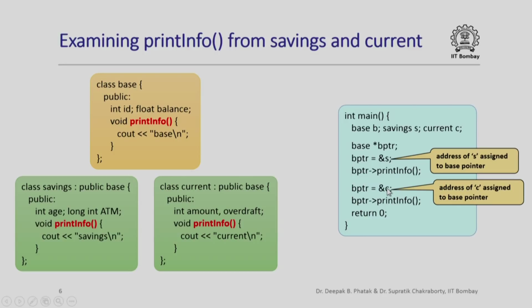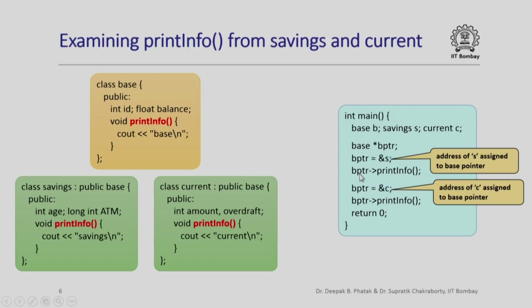So here the address of C, which is an object of the current class, is going to be assigned to BPTR, which is a pointer to the base class, and then I am going to invoke BPTR arrow printinfo, and finally it returns 0. The point to note here is that in this assignment statement I have taken an object of a derived class, taken its address, and assigned it to BPTR, whose type is a pointer to the base class. Because an object of the derived class can also be viewed as an object of the base class, this assignment is fine.